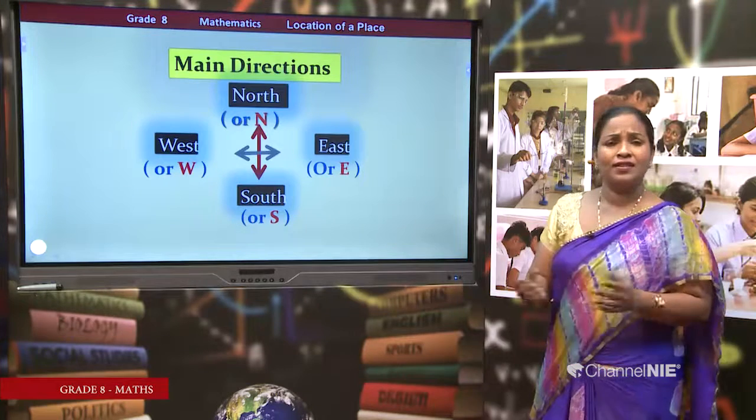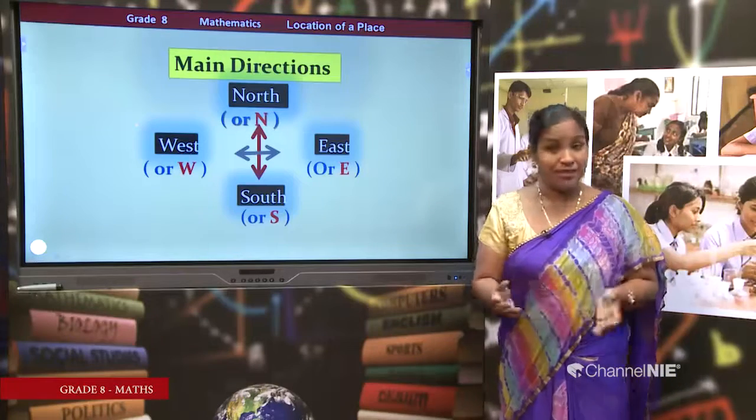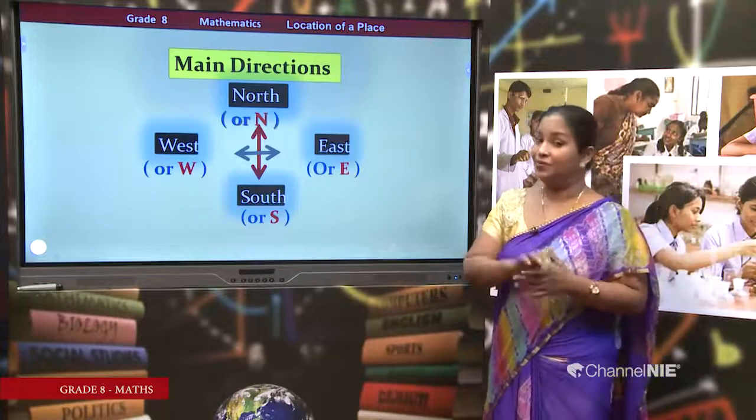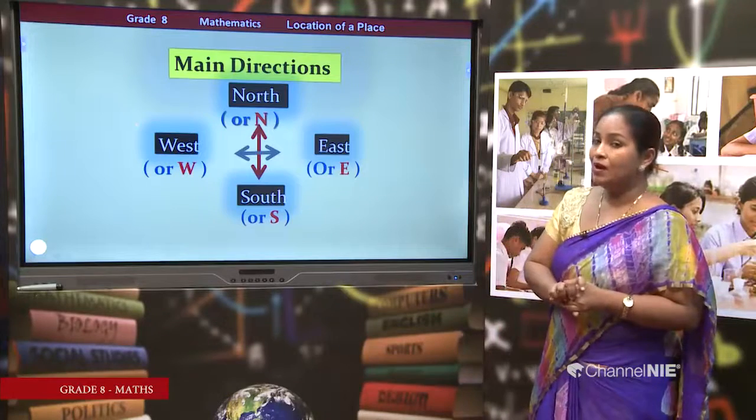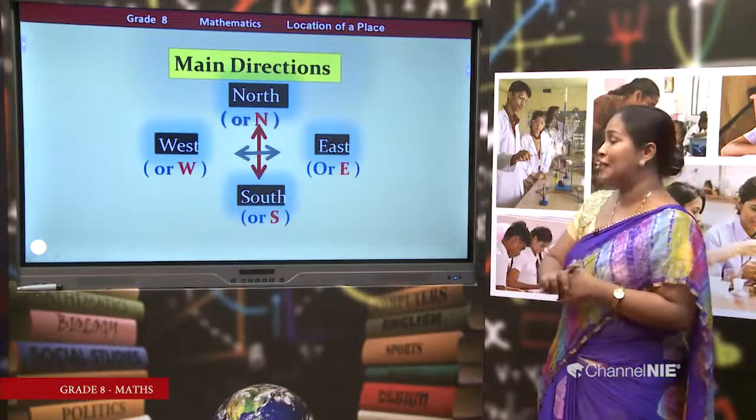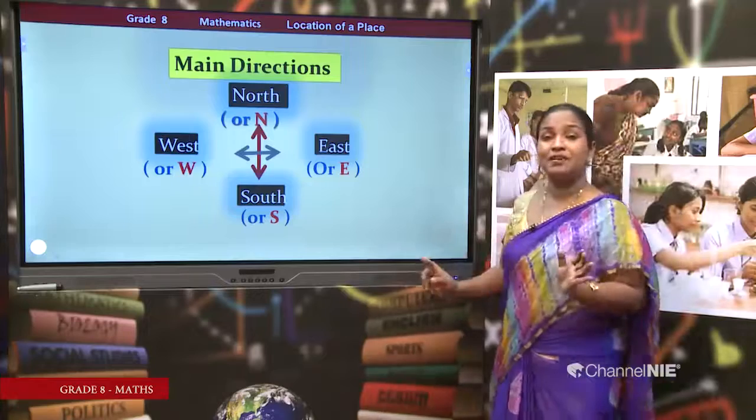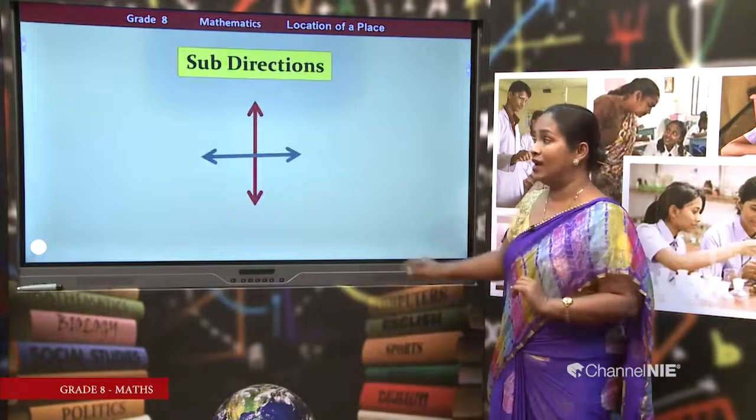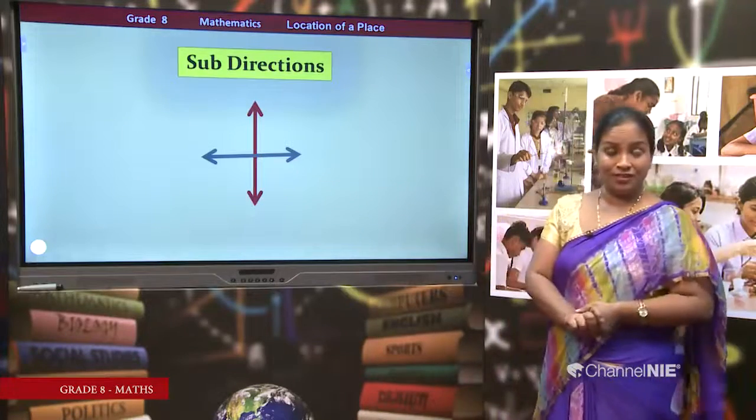What else do you know about directions? Do you know some other directions? I know, I can hear you. Yes. Shall we check them? So, there are some other directions. They are called subdirections.